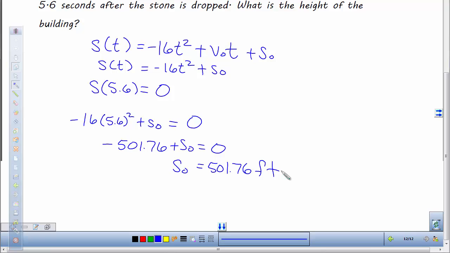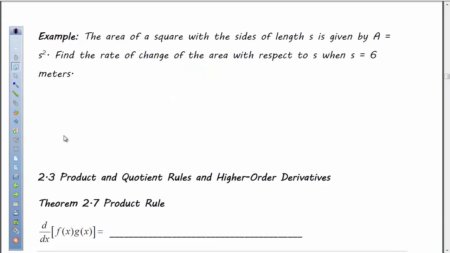Okay. All right, questions about that? So that was really more about understanding the position function. We didn't even take a derivative or anything. Okay, what about this one?